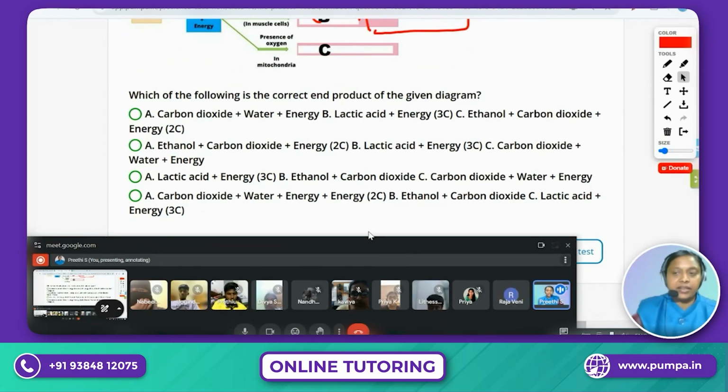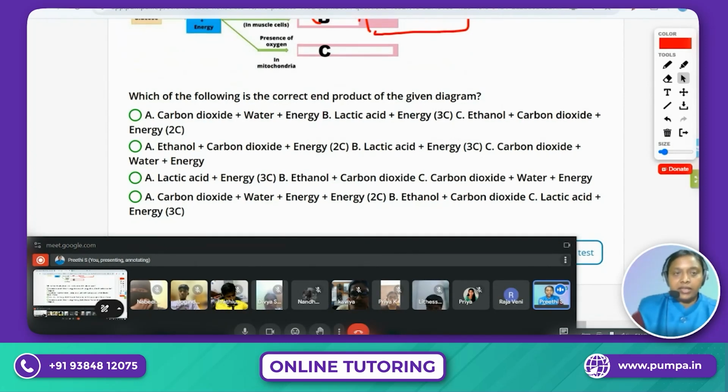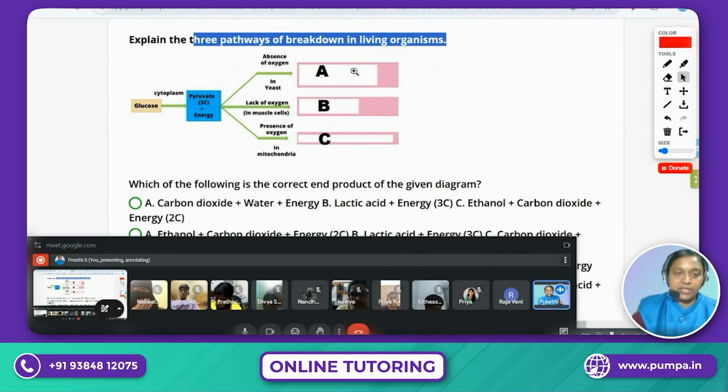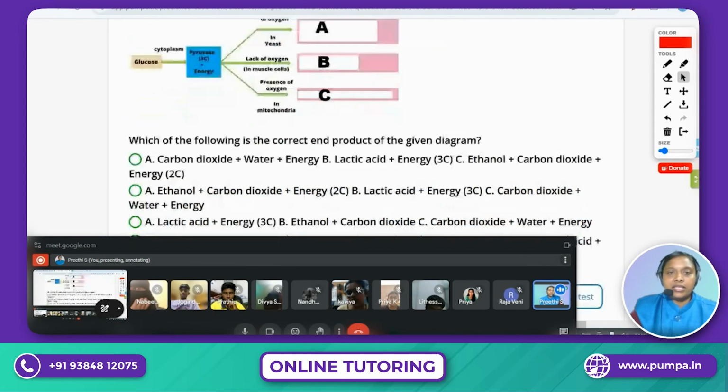So we are doing the activity. Here is the question. Glucose breaks down to pyruvate, and then in the absence of oxygen it will be producing some substance. We have to find it. In lack of oxygen condition in muscle cells in human beings and other animals, it will be producing B. And if there is a presence of oxygen, it will be producing C. We have to find out A, B, C.